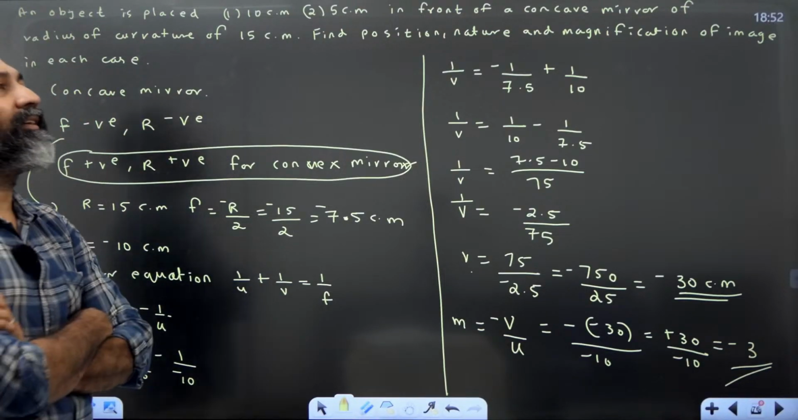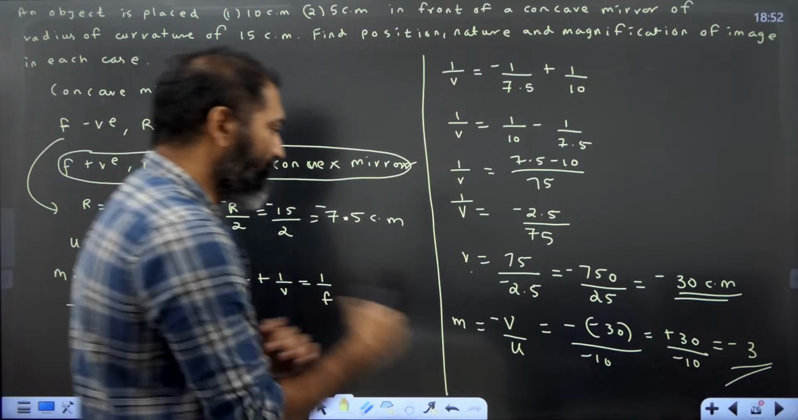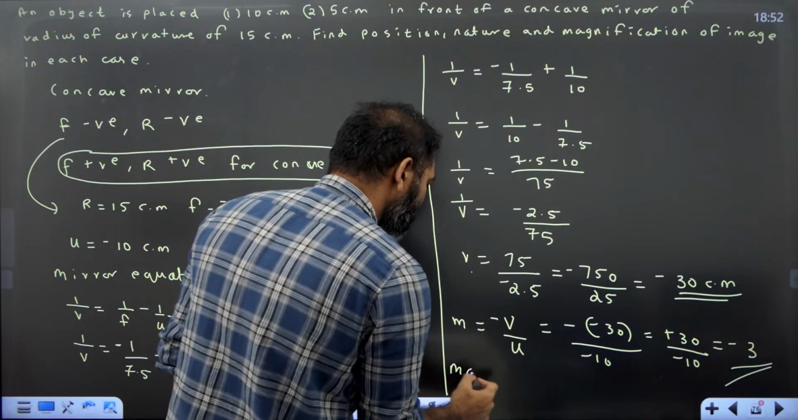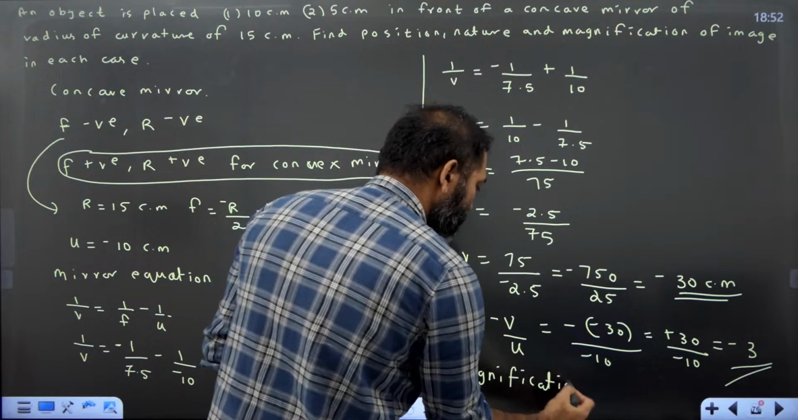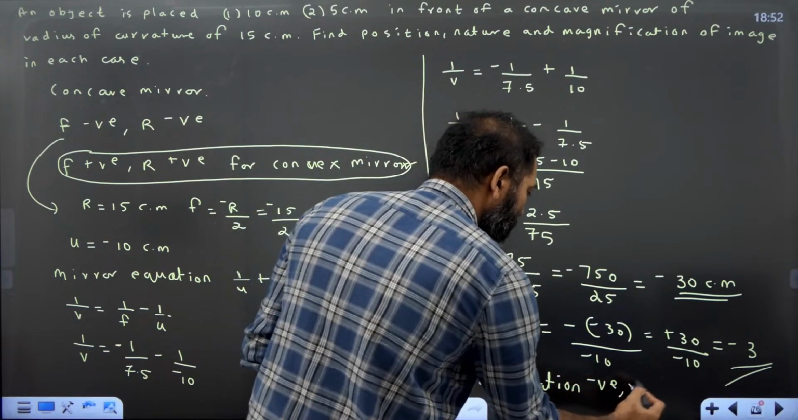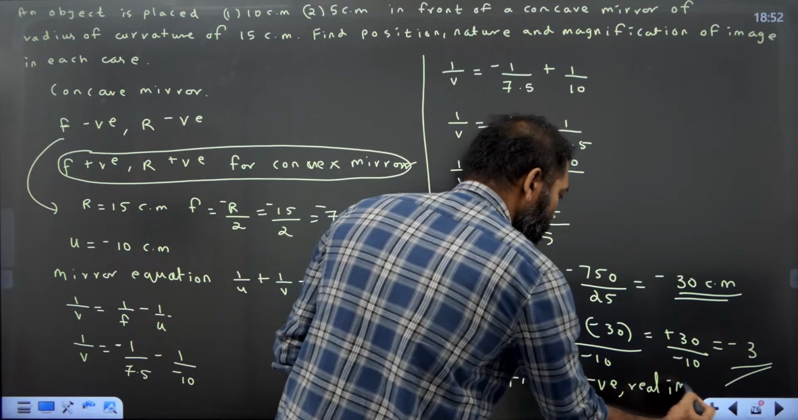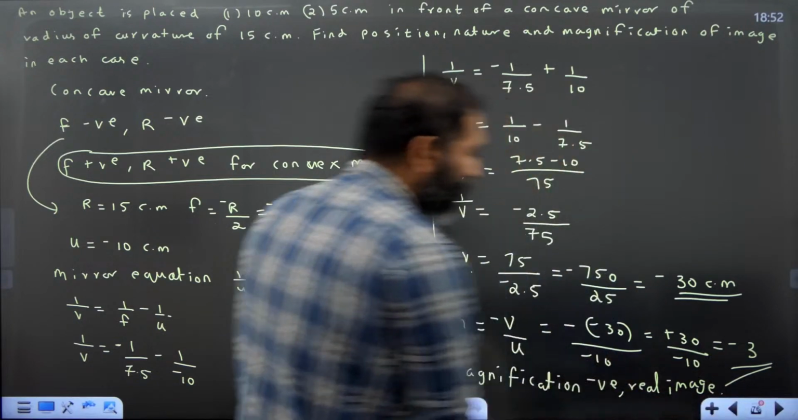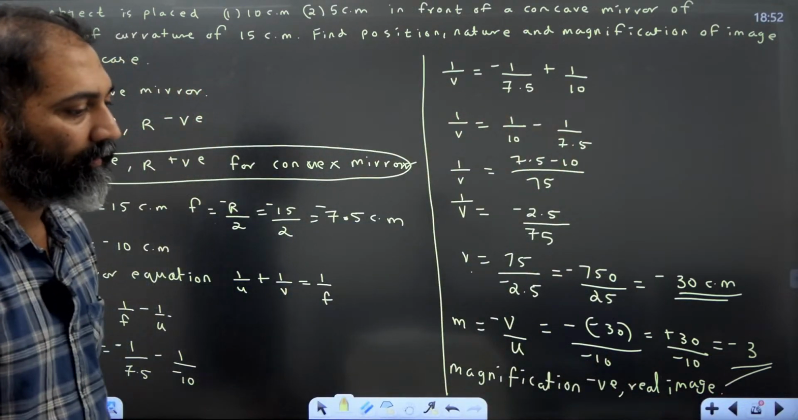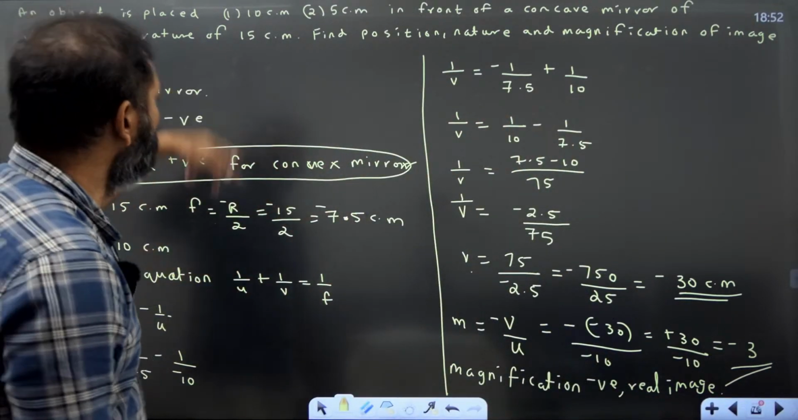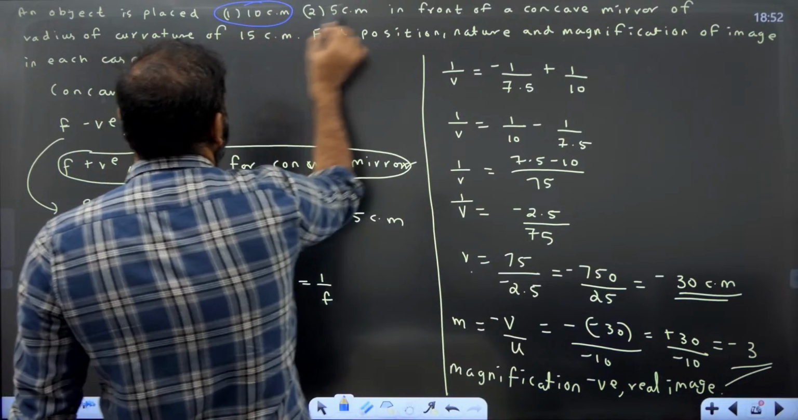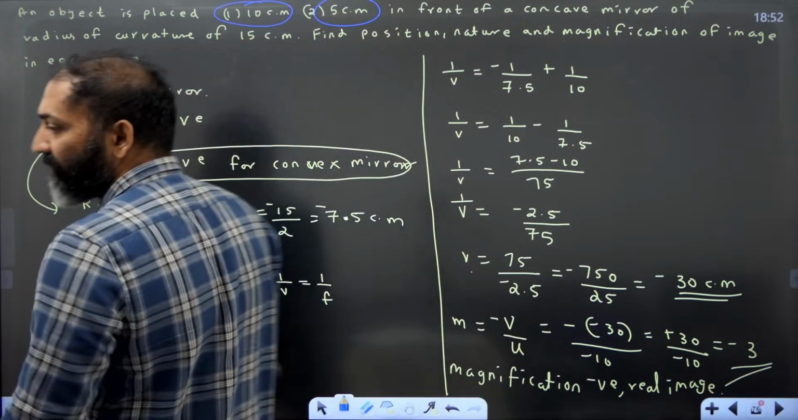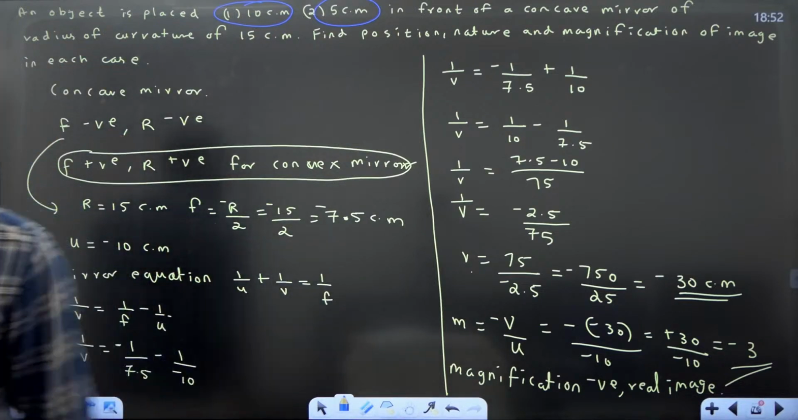Magnification negative means what? Real image. Magnification negative means real image. Any doubt? So we are done with the first case, 10 centimeter. Now what we have to do? Same procedure for 5 centimeter. It's an NCERT textbook problem.